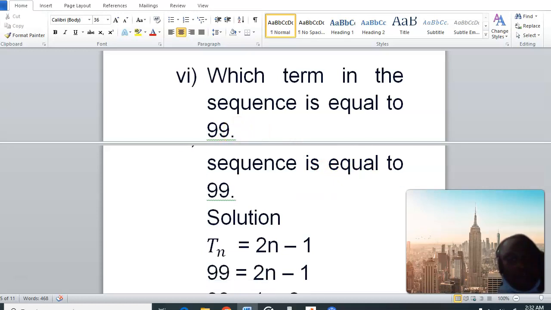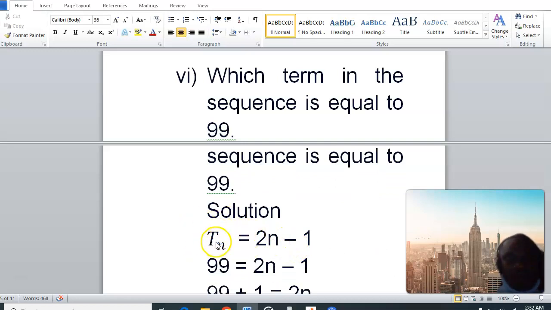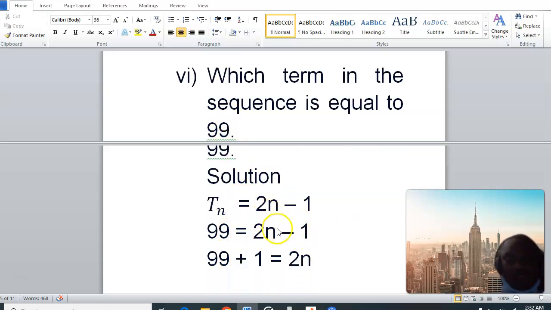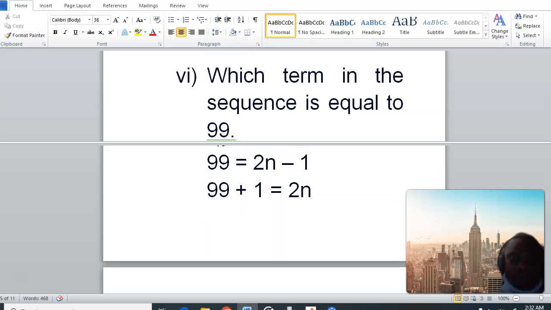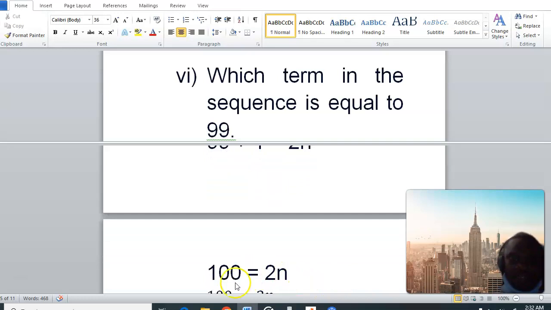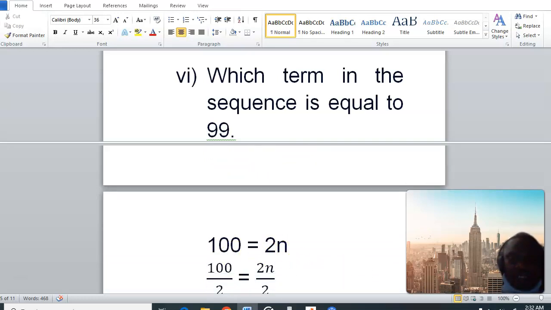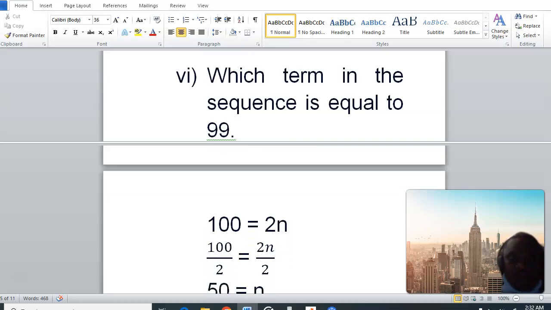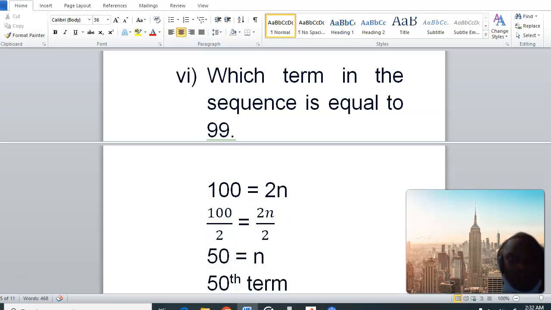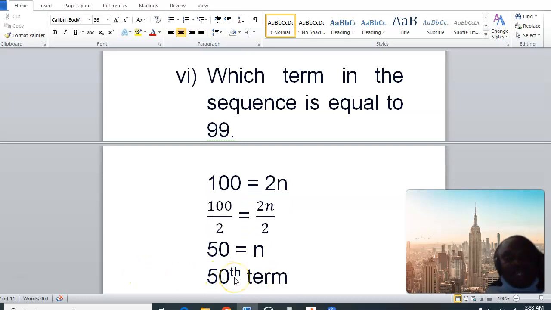Alright, so here what you need to do is, our term Tn, which is 99, should be equal to 2n minus 1. Then you transpose the minus 1, which is going to give you plus 1. So 99 plus 1 will give you 100. Then you divide both sides by 2. If you divide both sides by 2, you are going to get what? 50. So that is the 50th term.